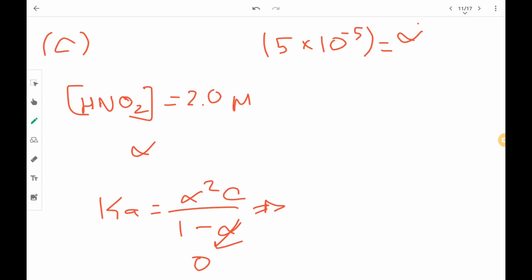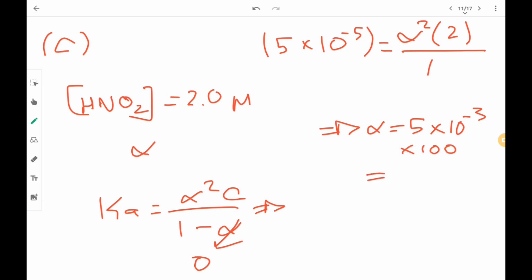You want to find alpha. You have the concentration, it's 2. You will get 5 times 10 to the minus 3. Alpha is 5 times 10 to the minus 3. And then because this is a percent, you multiply it by 100. You will get it to be 0.5%.